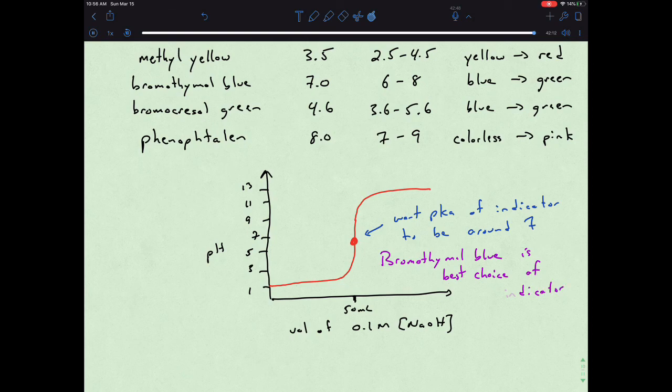So again, once we know the pH of the equivalence point, in this case, that pH was 7, we just want to then pick an indicator whose pKa is around that 7 for this particular example. So in this case, bromothymol blue. You could probably get away with phenolphthalein as well, since it has that range of 7 to 9. But bromothymol blue, that's really right in the middle, pretty much spot on. So that would be your best choice of indicator.